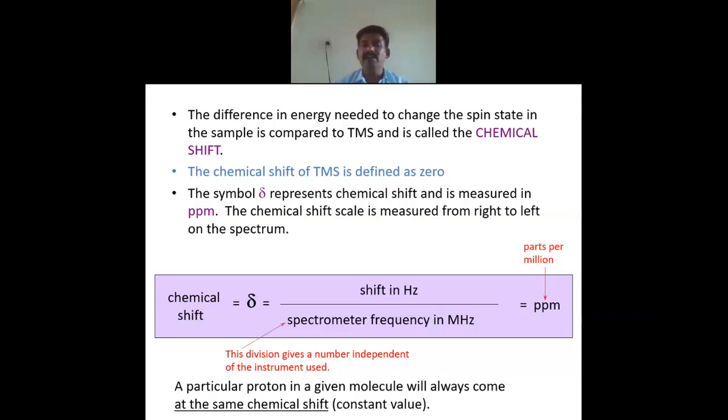So what is delta? It is the shift in hertz divided by the spectrometer frequency in megahertz. The spectrometer frequency can be 200 megahertz, 300, 270, or 500. That value divided into the shift in hertz gives the ppm value.